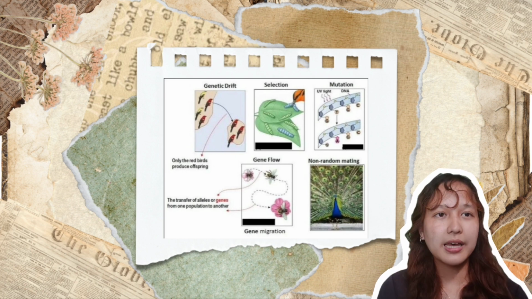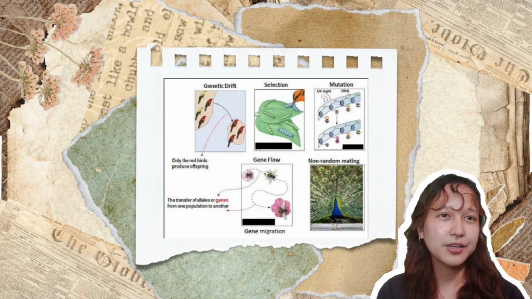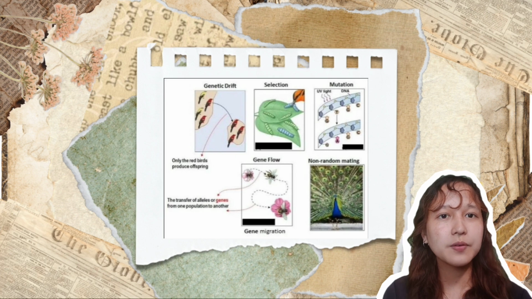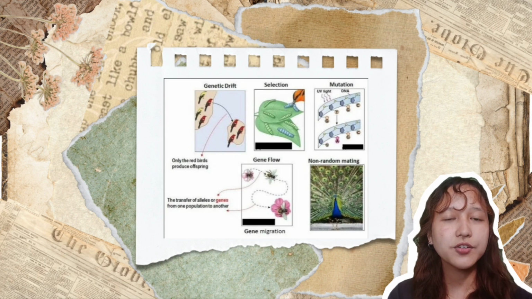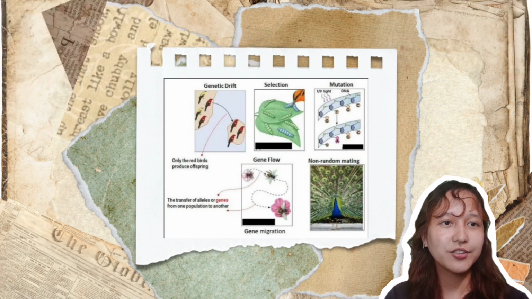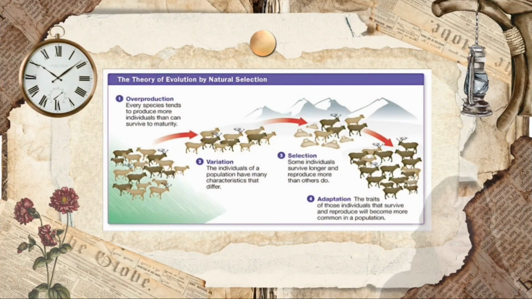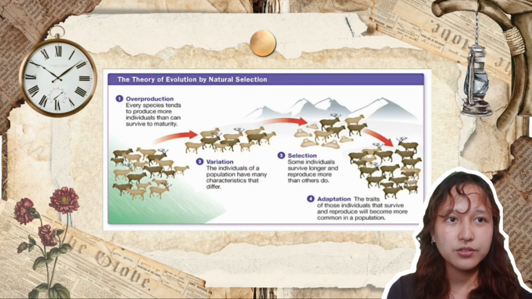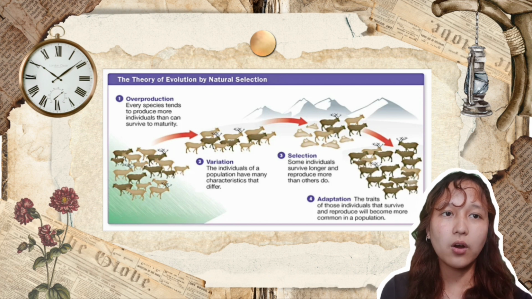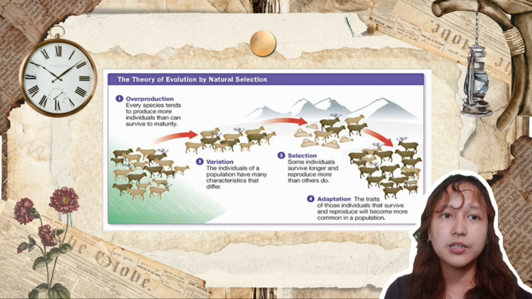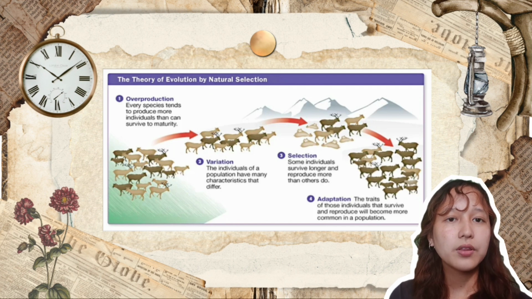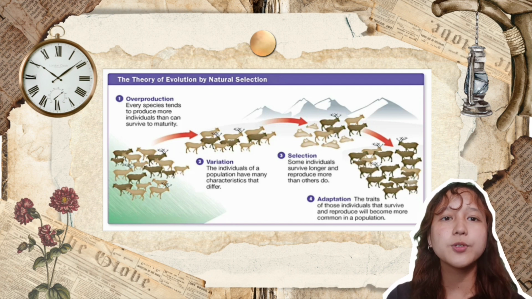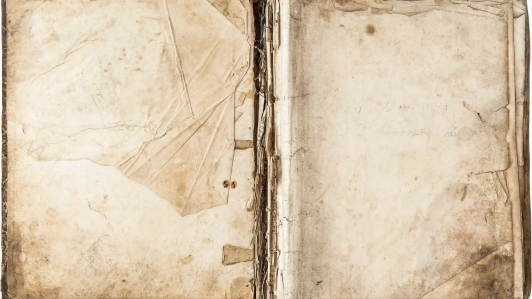In population genetics, evolution is defined as changes in genetic composition of a population over time. Factors like mutation, genetic drift, migration, and natural selection drive these changes. Natural selection is a key factor in evolution, favoring organisms with traits that increase their fitness in a particular environment, allowing them to survive and reproduce more effectively.